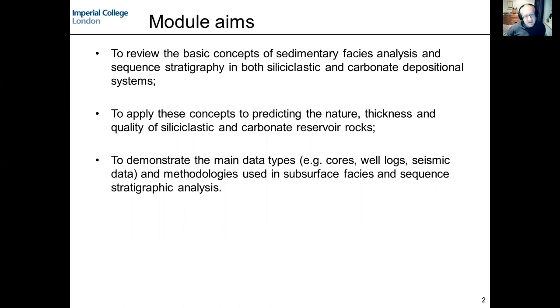And this is an applied course. So basically the aim is to develop understanding of how to make these sorts of interpretations using the typical data we have in the subsurface: cores, well logs, and seismic data, and how we approach interpretations of those different types of data.